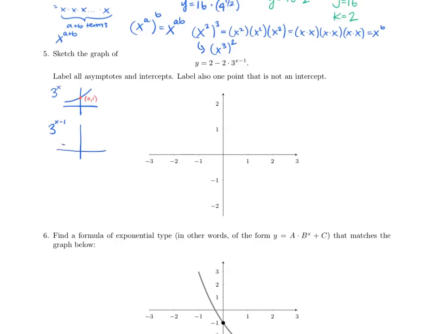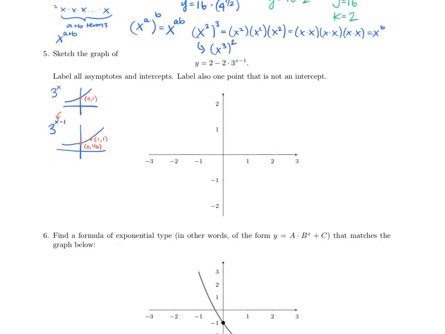I don't know if this shift is going to be so apparent. I now have a particular point here that has been shifted 1 to the right, right? So that's now 1, 1. If you still want to figure out what the intercept is, that's still going to be 0, and now it's going to be 1/3, because if I plug in 0 in for x, I have 3 to the negative 1, which is 1/3.